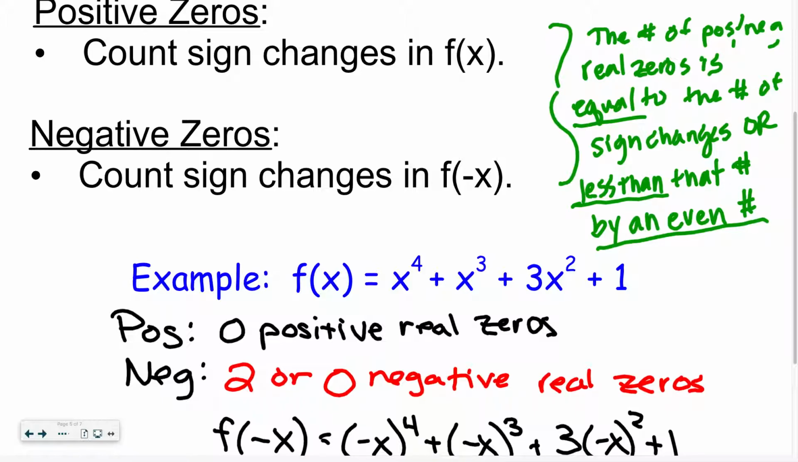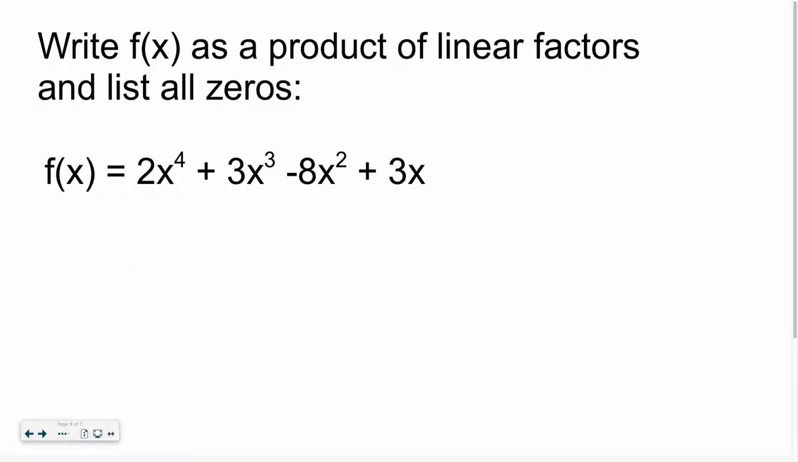Okay, so Descartes' rule of signs. We're going to use it to narrow down our list. If we are making the list of plus or minus p over q's, don't check any positives because they're not going to work. Check the negatives and try to find a 0. Okay, let's do one example together.